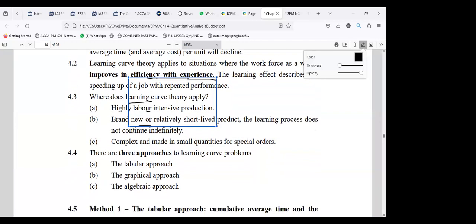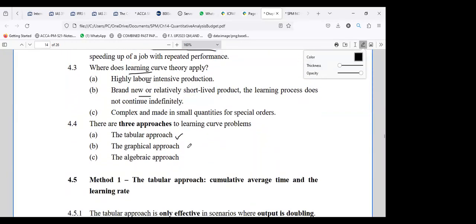So there are three approaches that we use. We use what is called tabular, we use graphical, and we use algebra. Algebra is a form of formula that we use. But from my perception, I would advise you to use algebra, which is a formula.